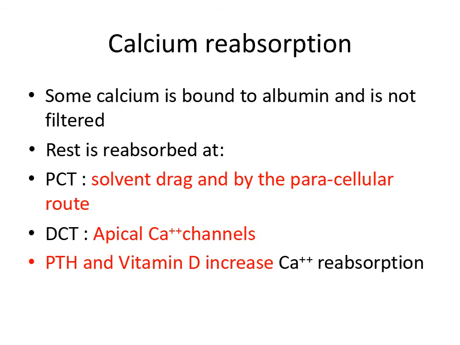The rest of the calcium that is filtered into the tubule is reabsorbed at the PCT as well as the DCT. In the PCT, the main mechanism of reabsorption is solvent drag, by the paracellular route. Solvent drag means along with water, calcium is also getting reabsorbed. And the paracellular route means there is a small gap between the tubular cells, and through this gap calcium is reabsorbed. That is called the paracellular route.